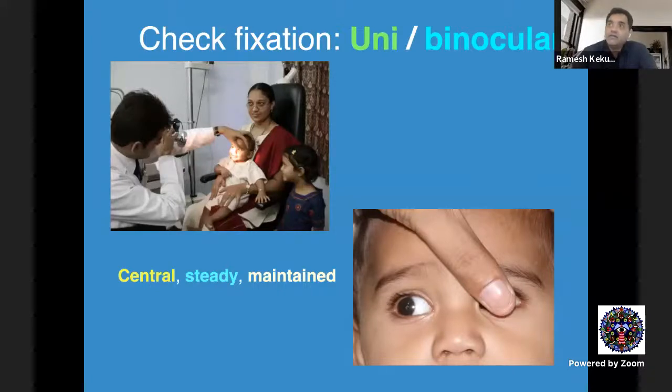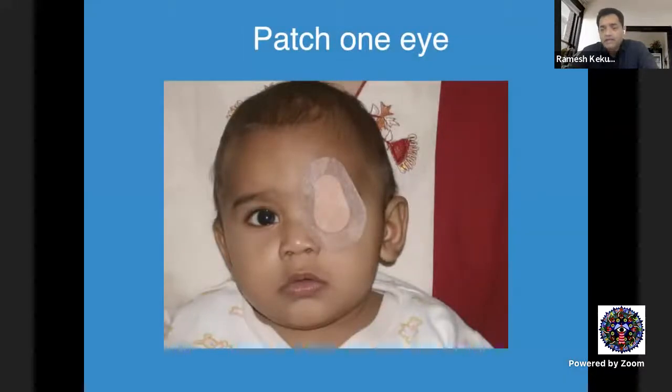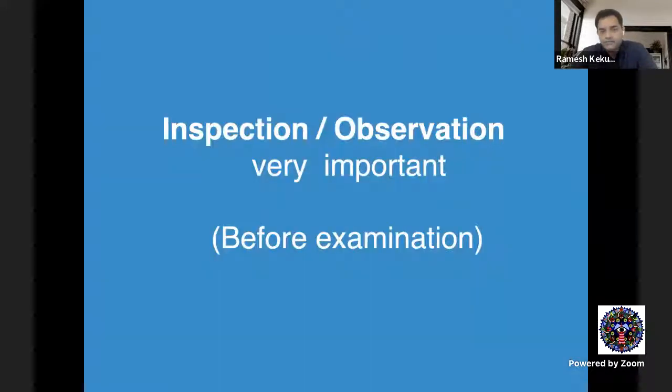With the rapidity of fixation, you will know whether the patient has amblyopia or lazy eye as well. And if you can't get all the information, patch one eye and then see the response. Maybe patch the worst eye first and then do the other eye. I'm not going to talk about visual acuity estimation in children, especially in infants and toddlers, but this factor you need to keep in mind before you decide on what test to do.